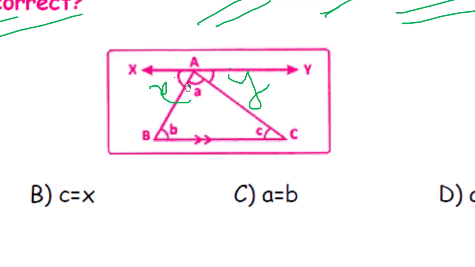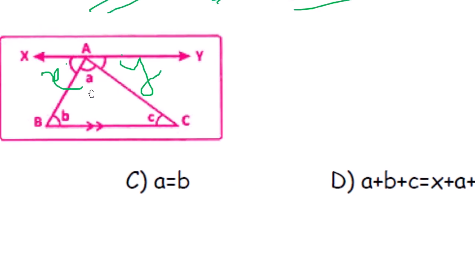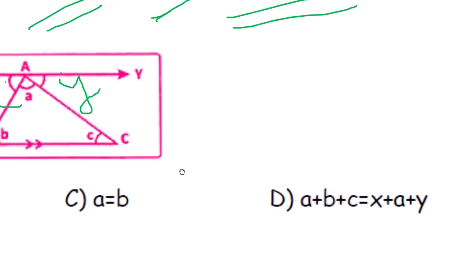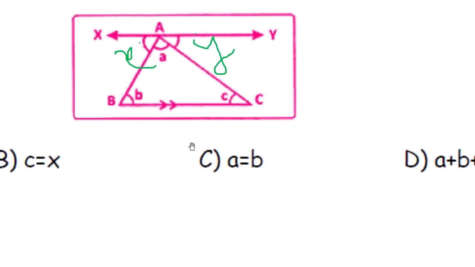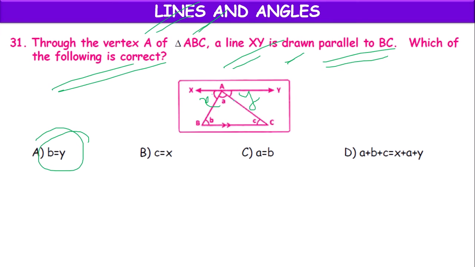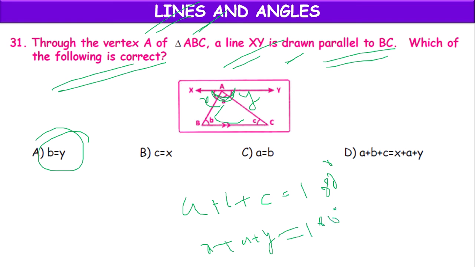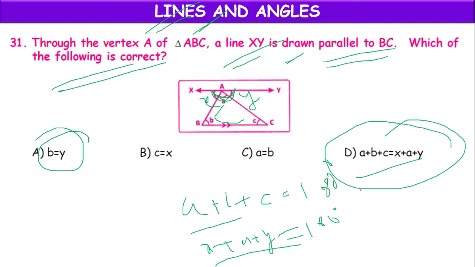C equal to X, A equal to B, or A plus B plus C equal to X plus A plus Y. We know that in triangles, the sum of three angles is 180 degrees. A plus B plus C equal to 180 degrees. But these three angles X plus A plus Y also lying on the same straight line, 180 degrees. So these two are equal. A plus B plus C equal to X plus A plus Y. Option D is correct.